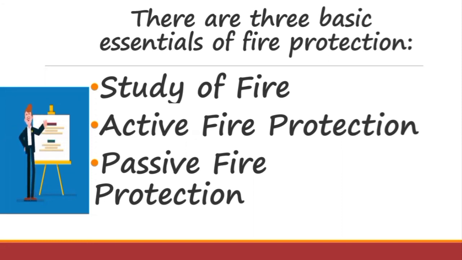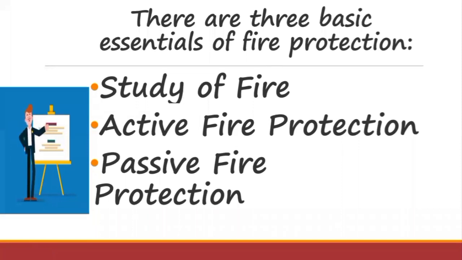Now, another example, when the water sprinkler automatically activates when it detects smoke, that is an example of active fire protection. That is the function of the motion that activates the water sprinkler. So that is active fire protection.